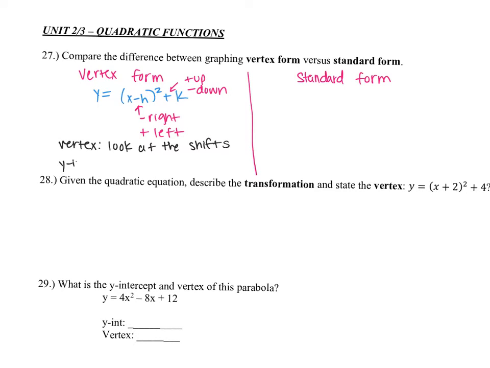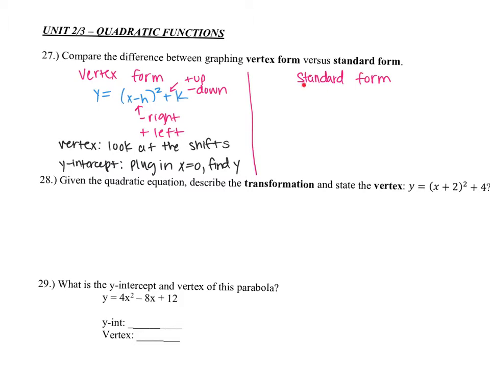For the y-intercept, this is where it gets a little bit tricky, but to find the y-intercept, you have to plug in 0 for x and then find y. And that's because anytime you want to find the y-intercept, if you plug in 0 for x, you're going to find the number that sits on the y-axis.